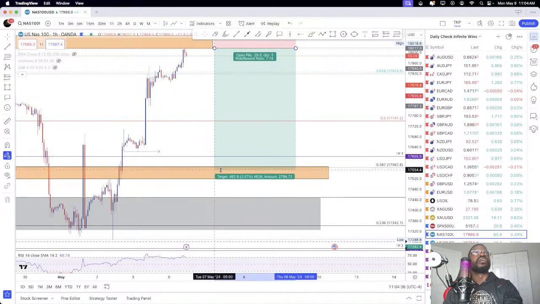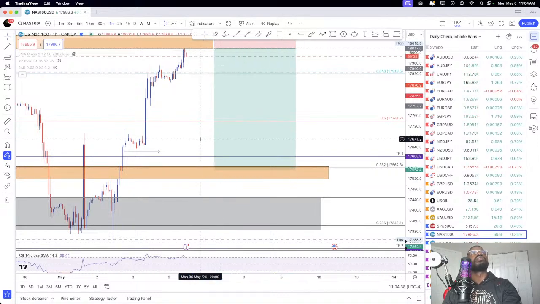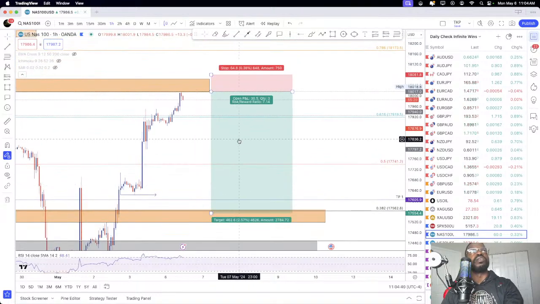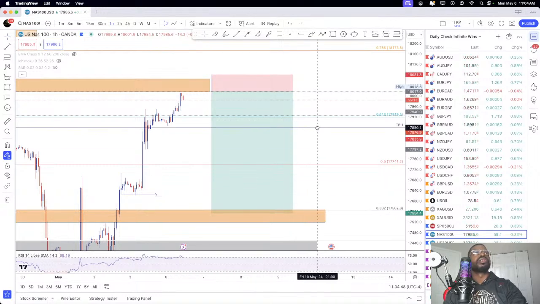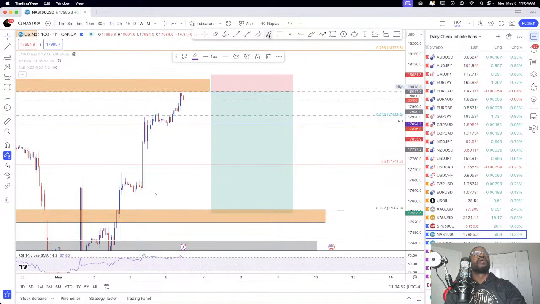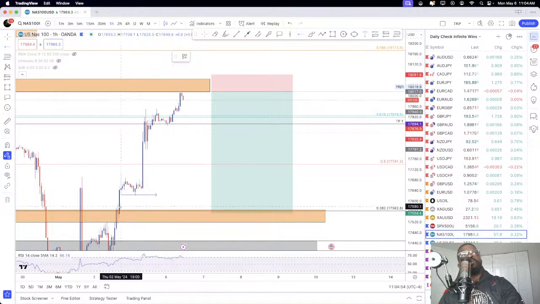So even if we only go to the 382 on the fib, that's a 1 to 7 trade setup, which is still pretty good.